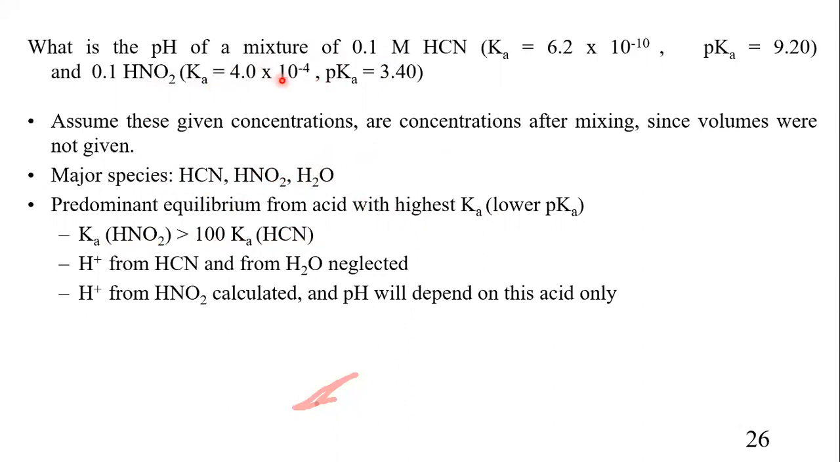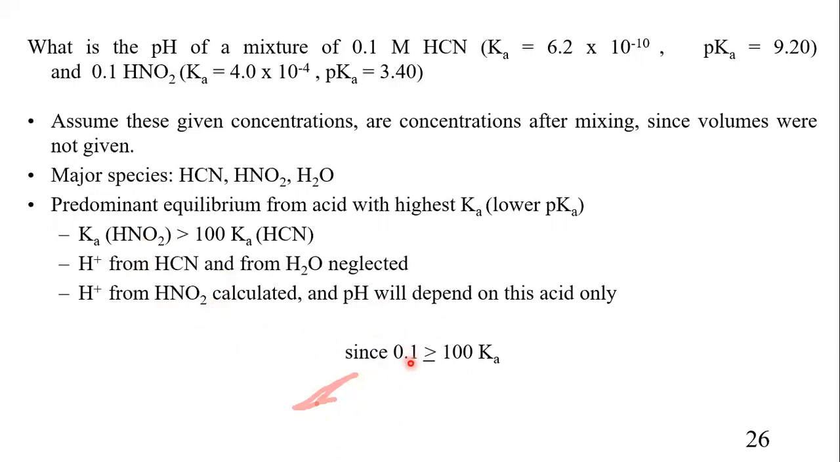Look at this Ka, it's way greater than this one, and therefore we can assume that we only have a single weak acid in the solution that contributes to the H3O plus concentration. Once I have that, as if I have only one weak acid, to calculate pH, what do I do? What is this acid? It's a weak acid. Is its concentration greater than 100 Ka? What concentration? The concentration after dilution.